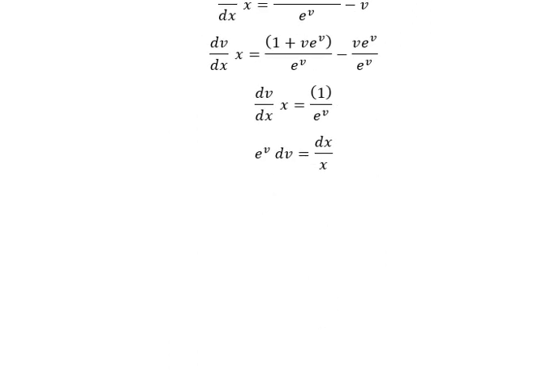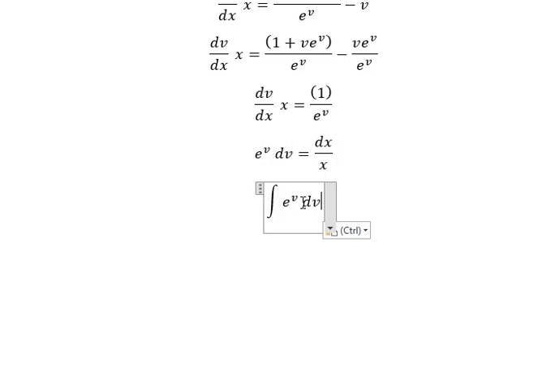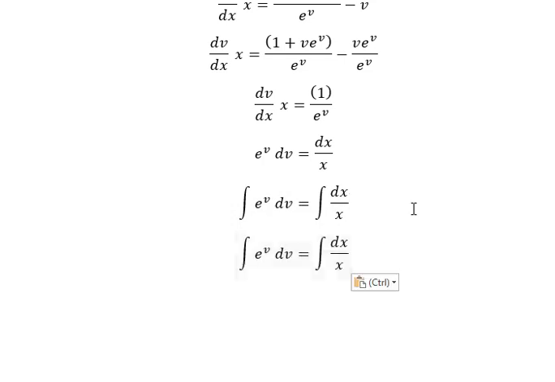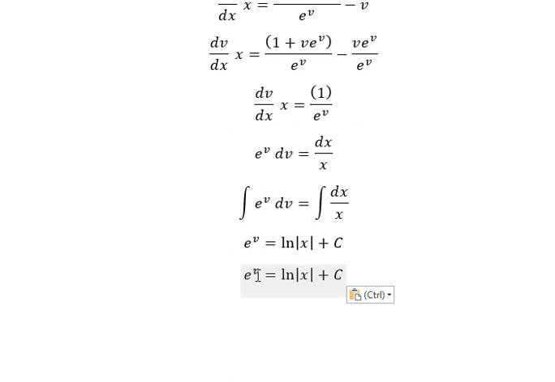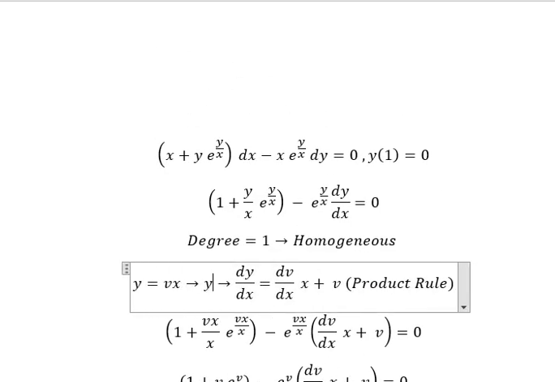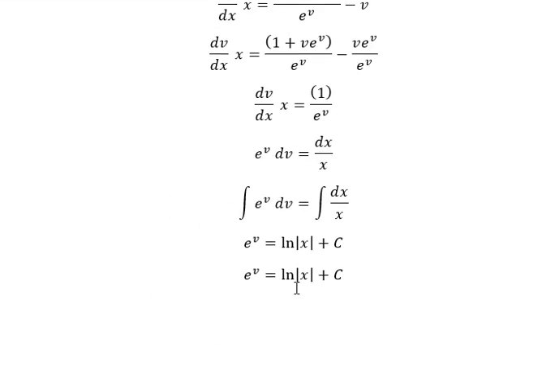Next, we put the integration on both sides. So the integration of this one, we have e to the power of v. This one we have ln of the absolute value of s, and I will put c. About v, that is this one. So we divide both sides by s. And now we need to change v into this one.